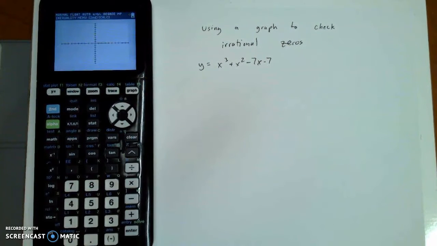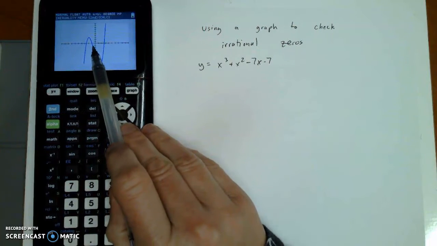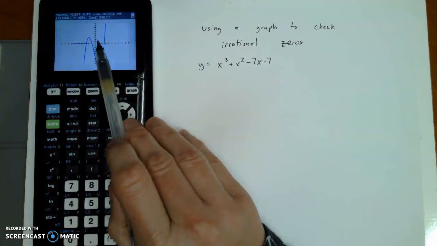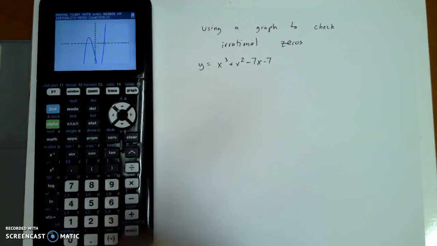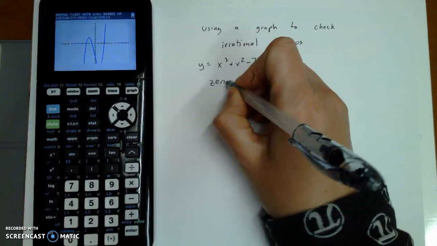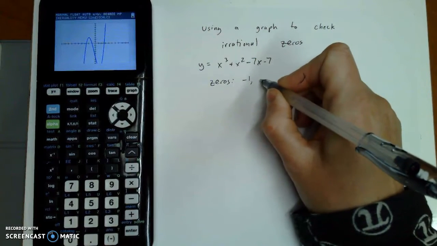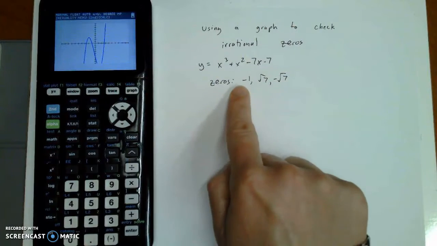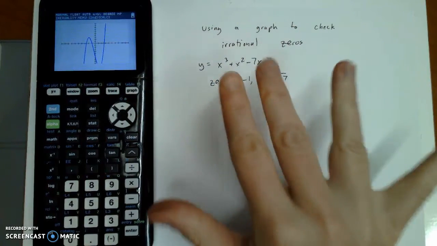So I always tell students, let's go ahead and start with a graph. Now I have other videos where I go over how to confirm that I have a zero there nicely at -1, and then I also have a video on how to approximate these two irrationals. But let's say I've already gotten those zeros algebraically. So for this one, the zeros are -1, but then we also have plus root 7 and minus root 7. And I would like to use the calculator to check those.